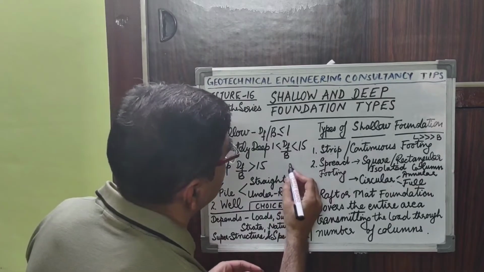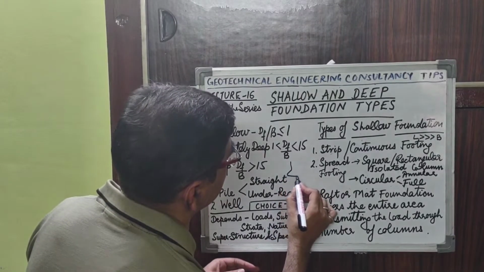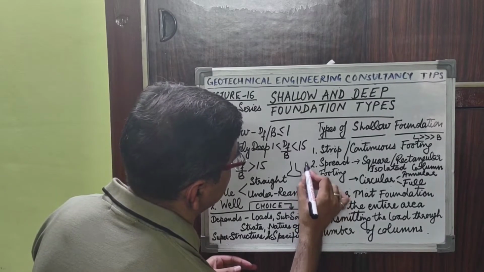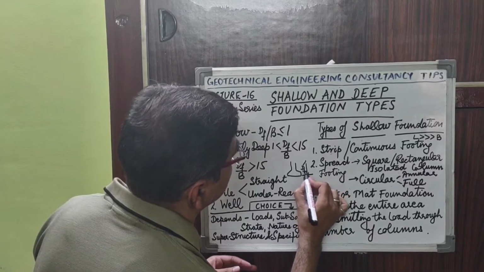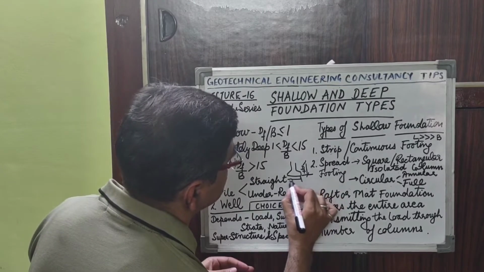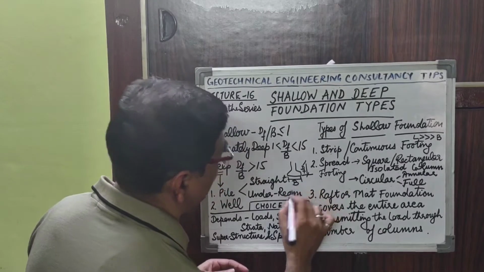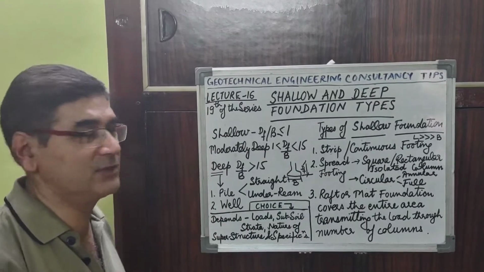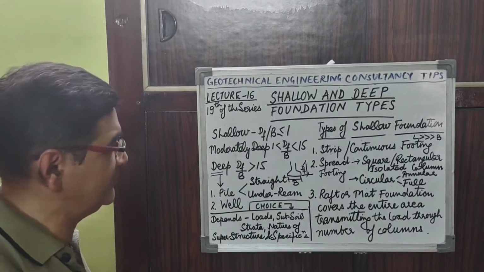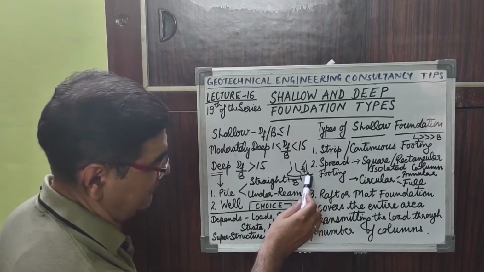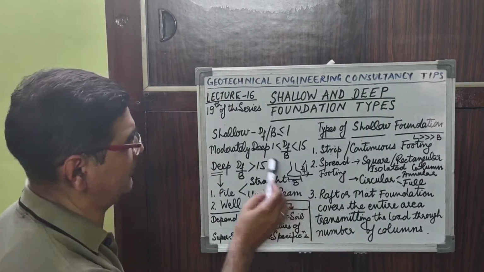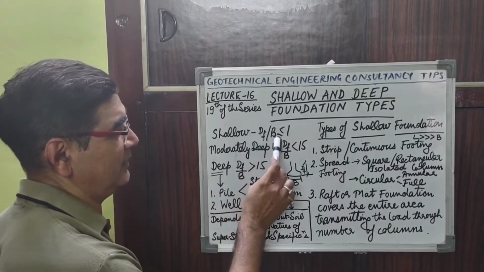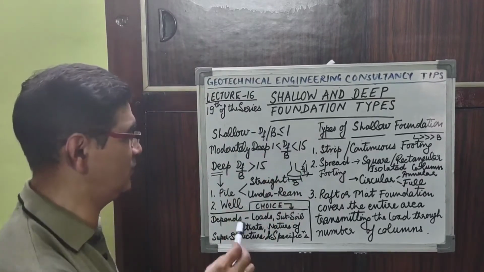Just for the sake of example, I am giving it here. This is DF and this is B. What all the textbooks and codes suggest worldwide is that if DF is less than B, these are defined as shallow foundations, that is, the DF upon B ratio is less than or equal to 1.